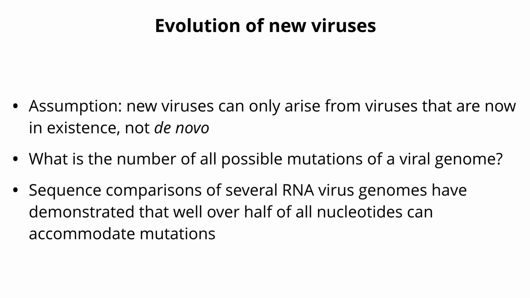If new viruses are only going to arise from the ones that we see now, so we don't see all the viruses that are out there, of course. Many of them are in animals that we have no clue about. But let's assume that any new viruses will come from the viruses that are out there. What are all the possible mutations in a virus genome? It's an interesting exercise. Sequence comparisons of a number of RNA viruses have shown that you could change over half of the nucleotides in the genome, and it's okay, the virus will still replicate. So there's quite a plastic genome.